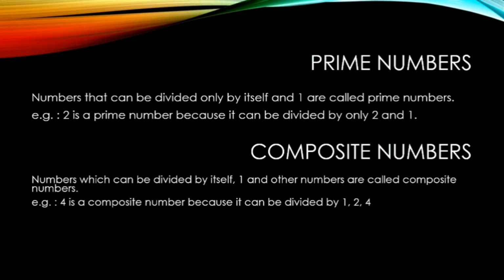Now we will take some numbers and discuss whether they are prime or composite. For example, 3. We can get 3 only when we multiply 3 with 1. So 3 has got only two factors, that are 3 and 1. So 3 is a prime number.